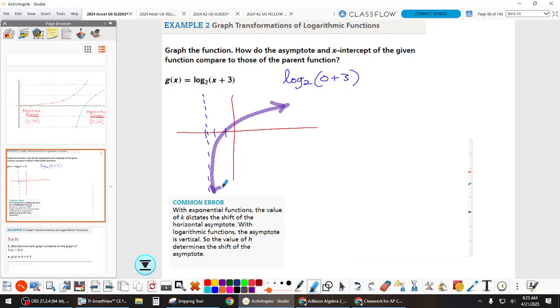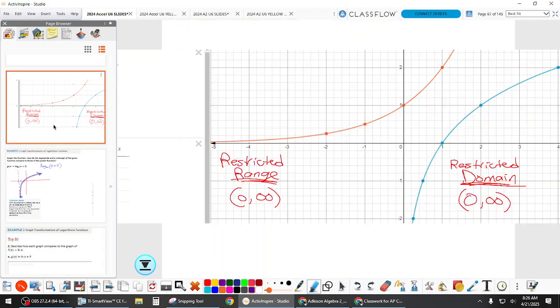Thinking of our transformation letters, A, H, and K, which one moved the horizontal asymptote in an exponential? K did, right? In an exponential, K shifted the orange graph up and down, which moved the horizontal asymptote with it. Now the blue one has a vertical asymptote. What moves it? H moves it left and right, which shifts the vertical asymptote.